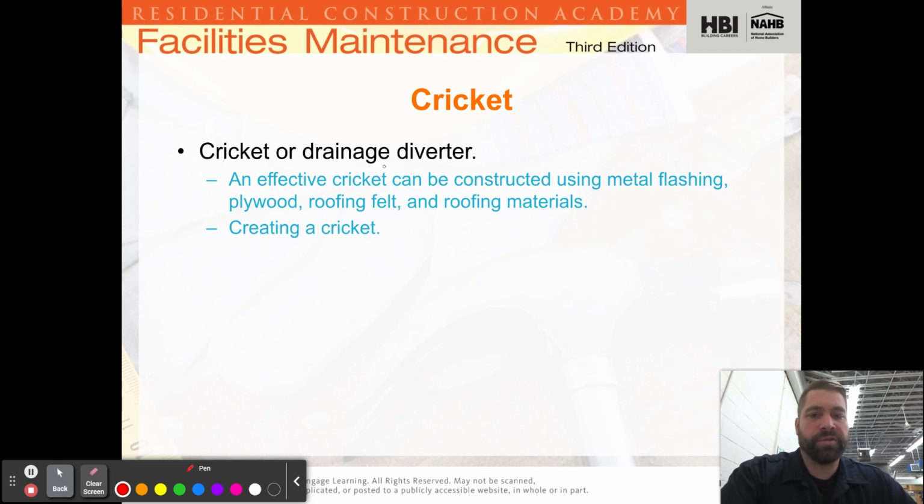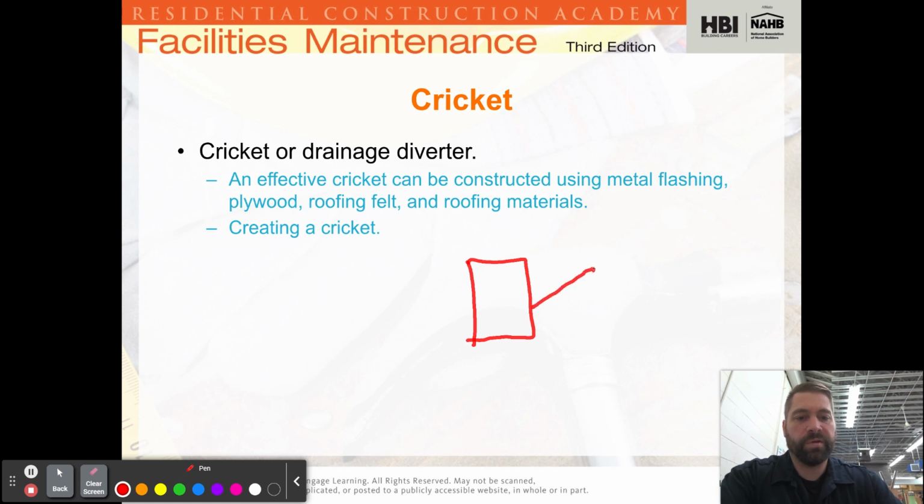A cricket or a drainage diverter. So this, you'll see it's usually if there's a chimney there. So if this is your roof and you have a chimney here, typically your cricket would run like this and then help divert water away from it.